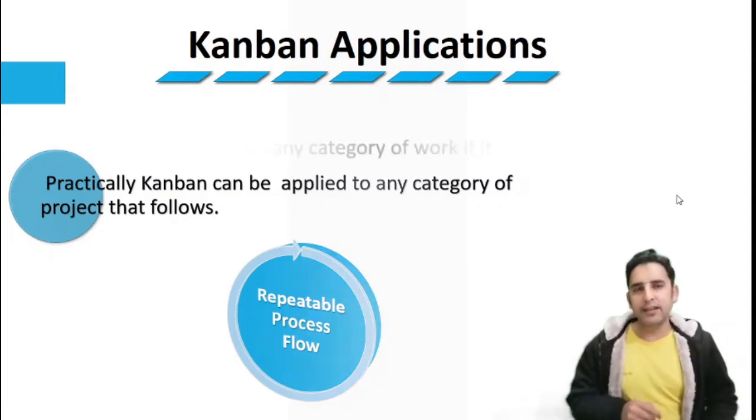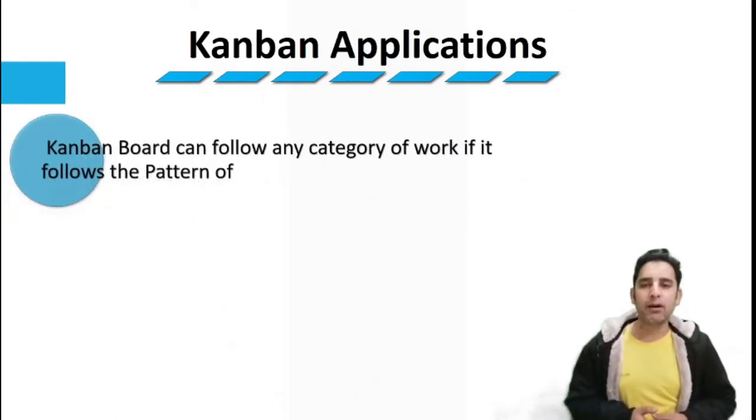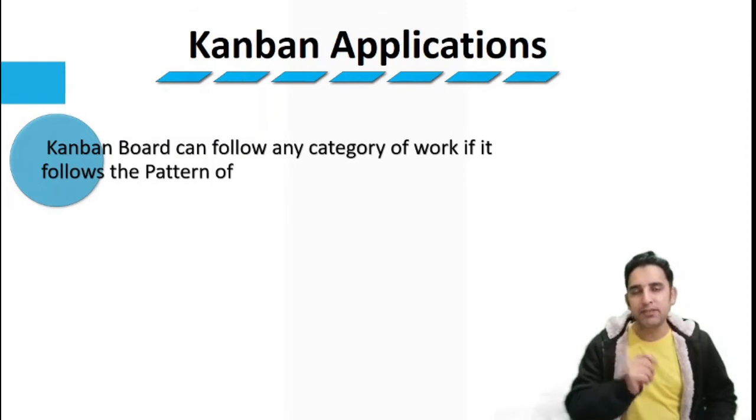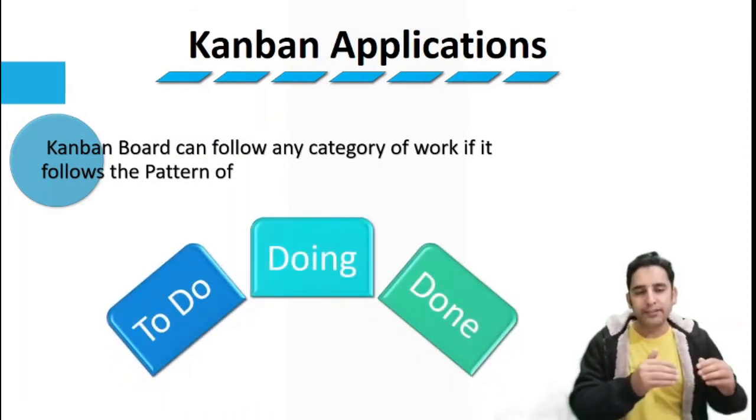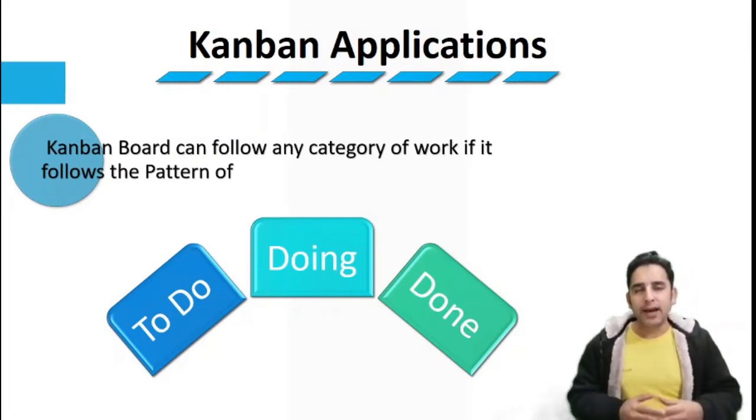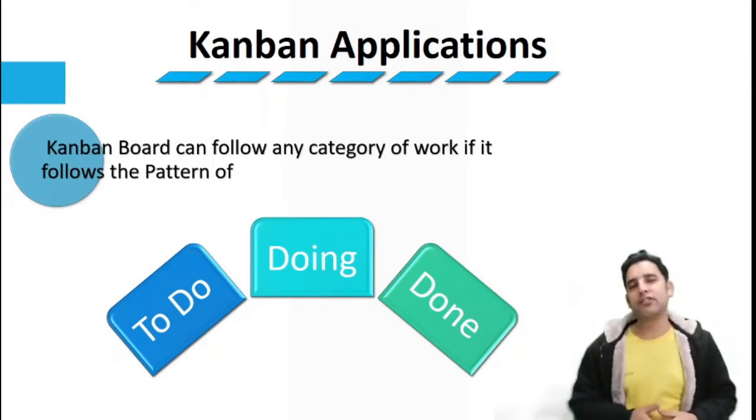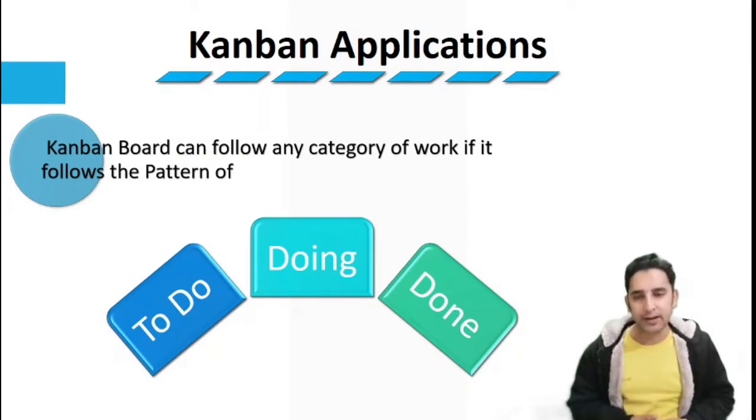So in a nutshell, the Kanban board can follow any category of work if it follows a specific pattern of the following: to do, doing, and done. So what exactly are to do, doing, and done? These are three lanes of the Kanban board. Lane number one is to do, lane two is doing, and lane three is done.